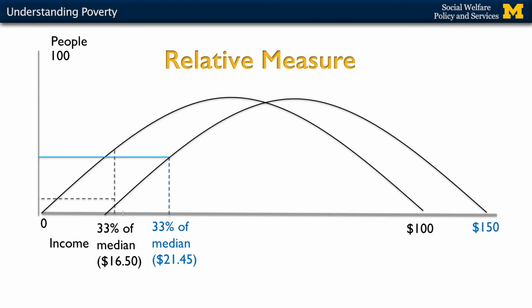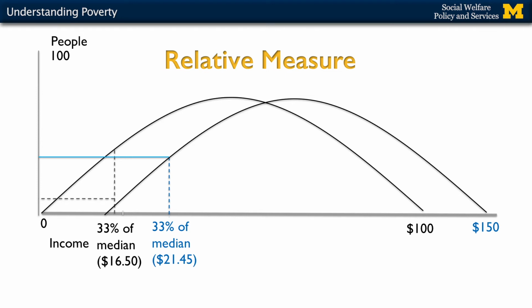If we just used an absolute measure, if we had decided to say poverty is anyone with income below $16.50, it would look like in this new era where people are better off, that almost nobody is poor. You'd have to look at that dashed line that's going over to the y-axis, and it looks like we've reduced poverty, which, that's a good thing.